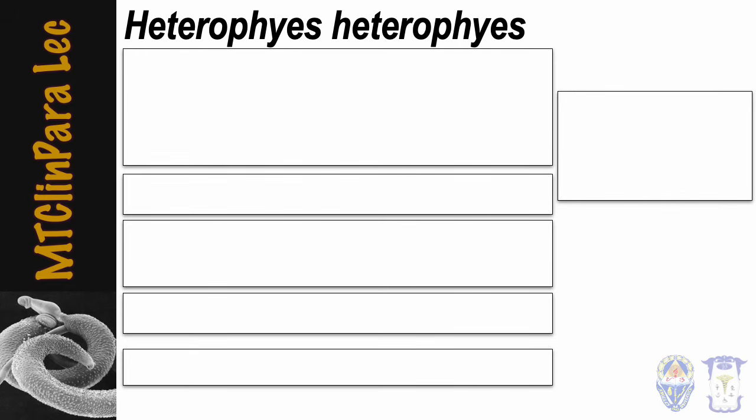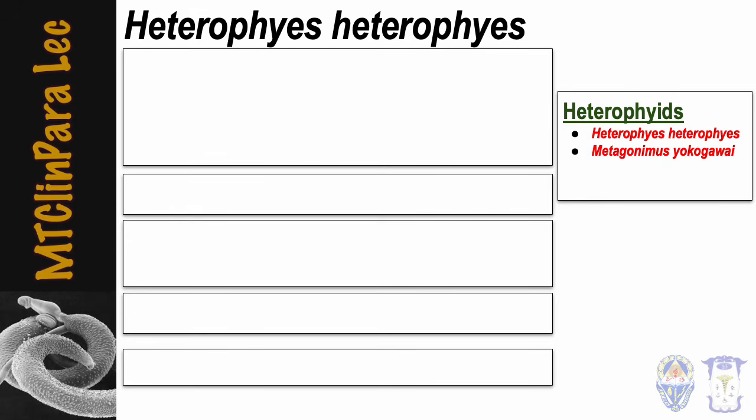So the next one is Heterophyes. This is under the family of heterophyids. These comprise Heterophyes, Metagonimus yokogawai, and the two Haplorchis species. But in this video, we will be focusing on the two clinically significant heterophyids, which are Heterophyes and Metagonimus. So the first one is Heterophyes.